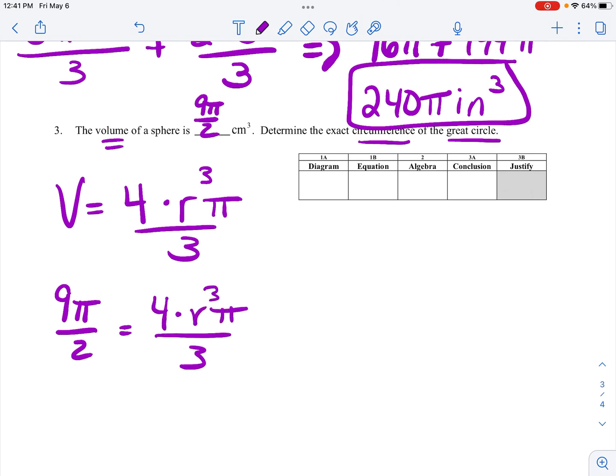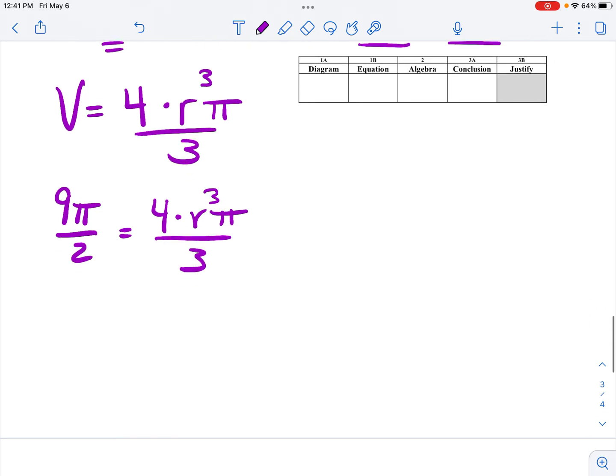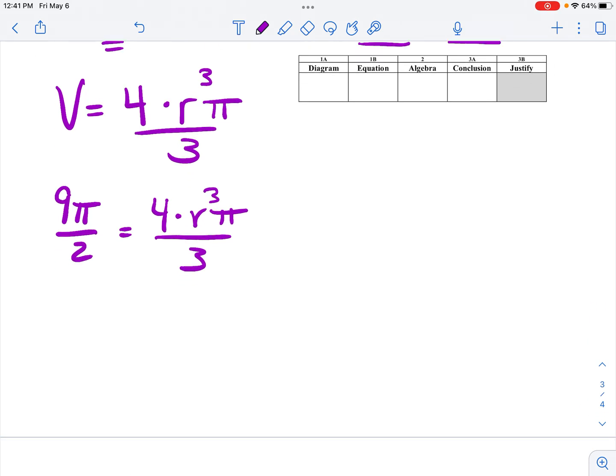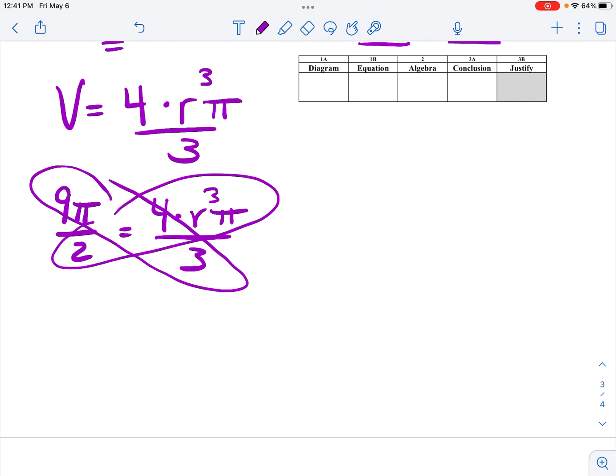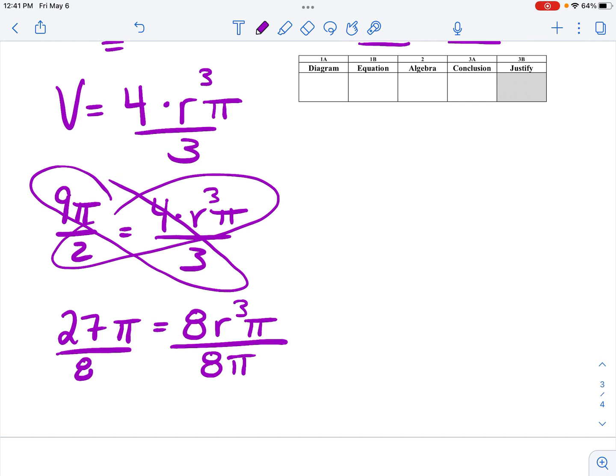So I'm going to write 9 pi over 2 equals 4 times r cubed pi over 3. Now, there's lots of different ways you can solve this. You can even make 9 over 2 4.5 if you really want. I'm a big fan of cross multiplication. It's something we've used all year, so I'm going to use that method. If I cross multiply, I'm going to get 27 pi equals 8 r cubed pi. I'm going to divide both sides by 8 pi. 27 divided by 8 is nothing nice. So now I have r cubed equals 27 over 8.